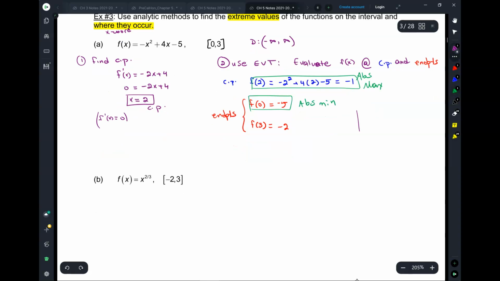So how do you write your answer then? You say absolute max, f of 2 is -1. Absolute min, f of 0 is -5.